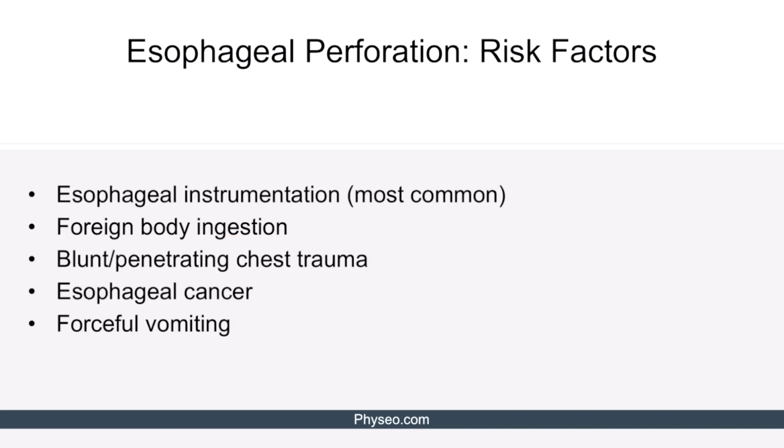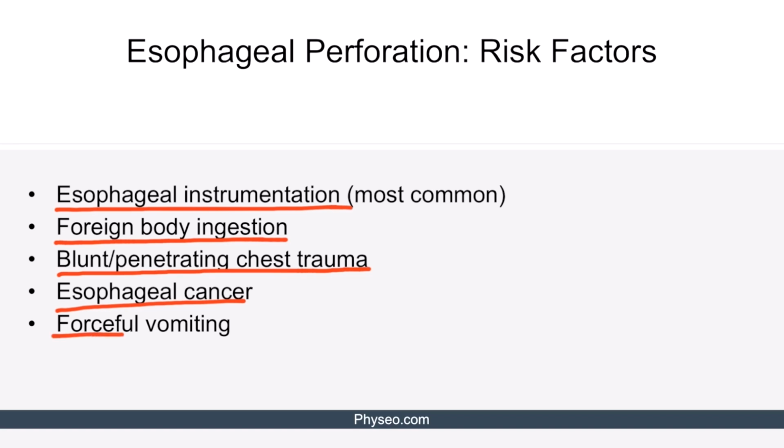The most common risk factor for esophageal perforation is esophageal instrumentation, such as endoscopy. It can also be caused by foreign body ingestion, blunt or penetrating chest trauma, and esophageal cancer. Esophageal cancer growing within the wall disrupts its integrity and leads to perforation. Forceful vomiting can also predispose to esophageal rupture.